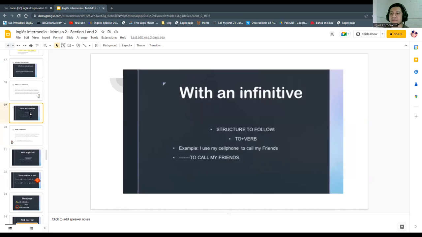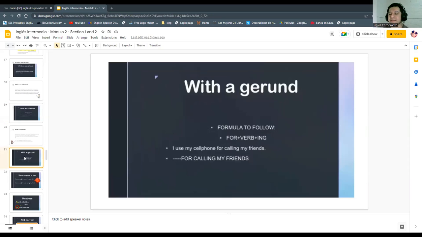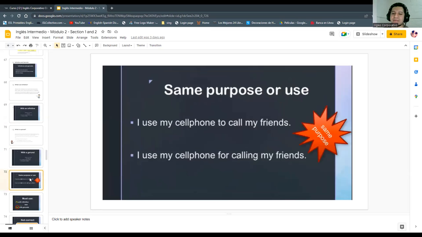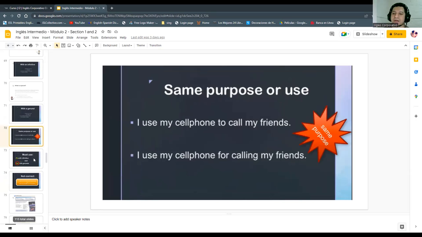And we have the formula here for the infinitive: the particle to plus the verb. For example, I use my cell phone to call my friends, and to call my friends, to call is the infinitive phrase. And to form a gerund, we use the preposition for plus a verb plus ing. I use my cell phone for calling my friends. So for calling my friends is the gerund phrase. That would be the same purpose, right? That's what we were studying before.